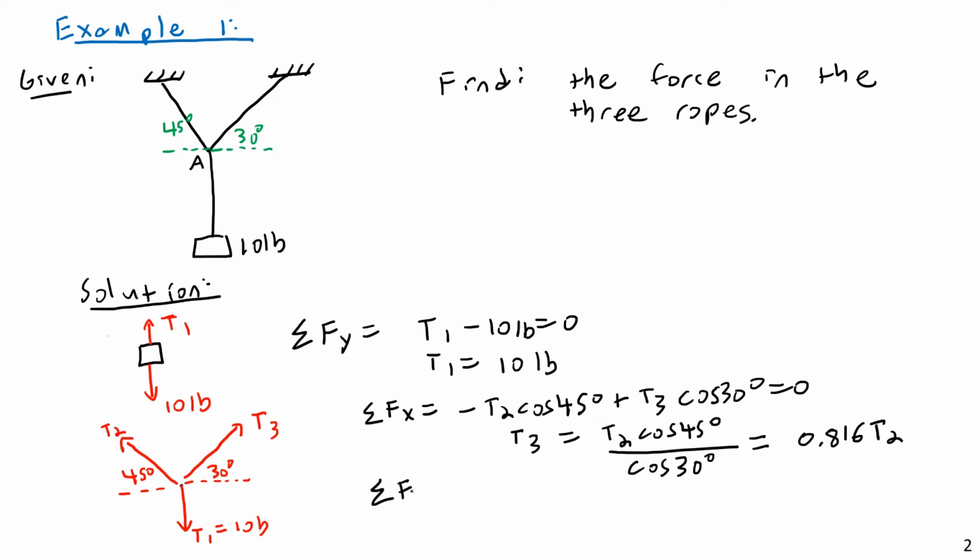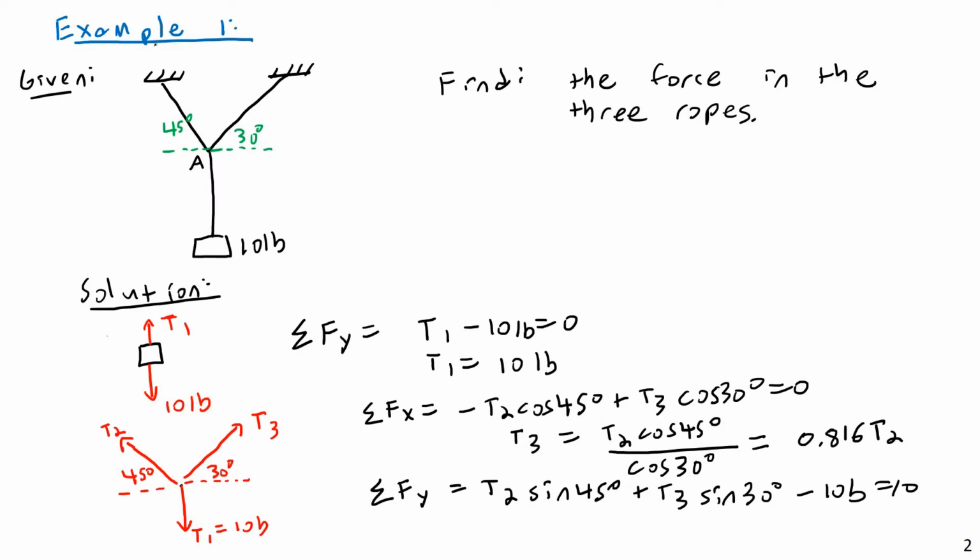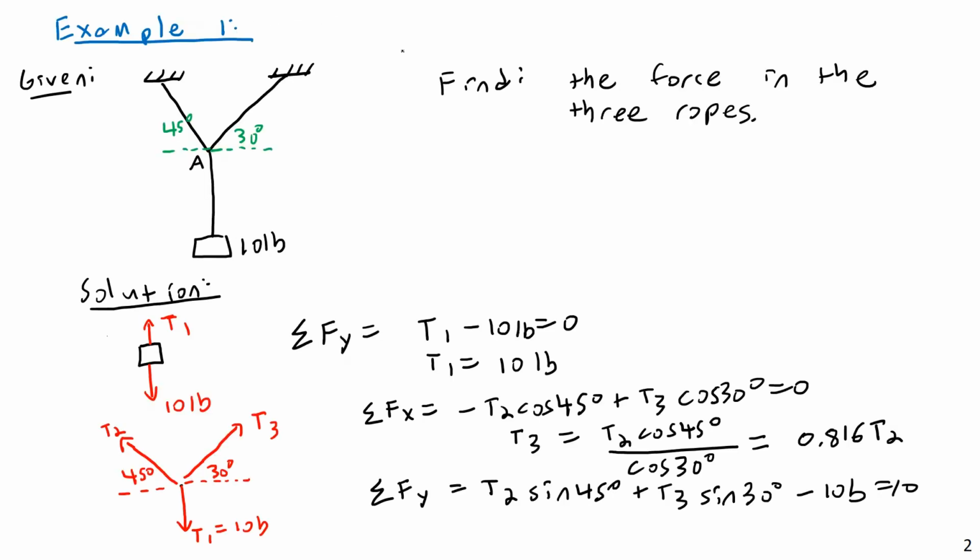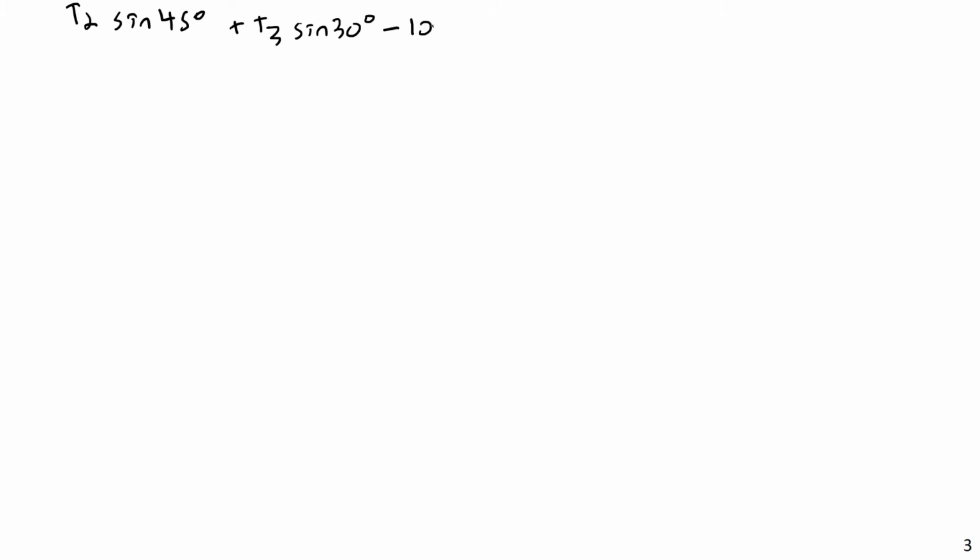Then I can do a sum of forces in the y direction, and I will have T2 times the sine of 45 degrees, although it will be the same as the cosine, of course, plus T3 times the sine of 30 degrees, and then minus 10 pounds, the T1, and that equals 0. Okay, so let me just go ahead and move this to the next slide. So I'm going to go back and forth a little bit here. So T2 sine of 45 degrees plus T3 sine of 30 minus 10 pounds is equal to 0.